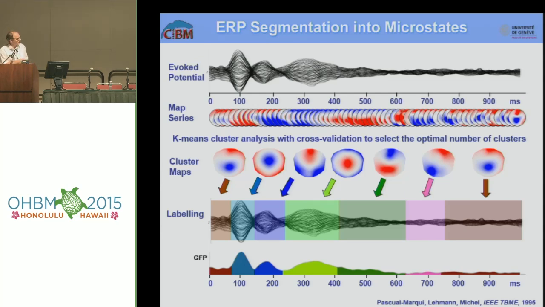In this case, you have 1, 2, 3, 4, 5, 6, 7 maps that optimally describe all the maps that you had in these 500 milliseconds, and then we fit them back to the data and label the different time periods, different segments, with the corresponding map. So we have reduced this map series to 7 periods, 7 components if you want, but components not defined by a peak in the evoked potential, but defined by a period of stability of a certain map configuration.